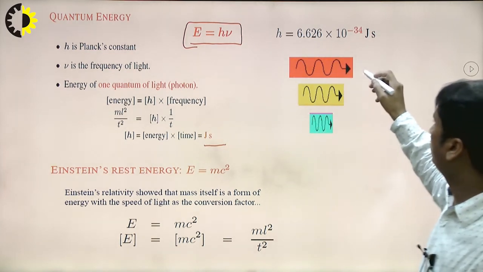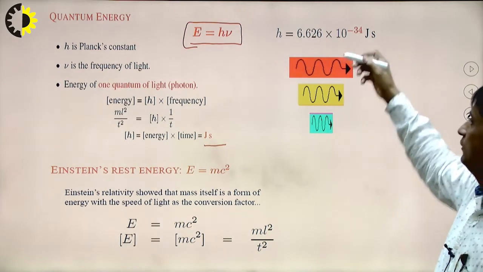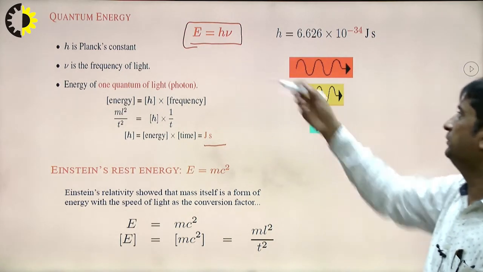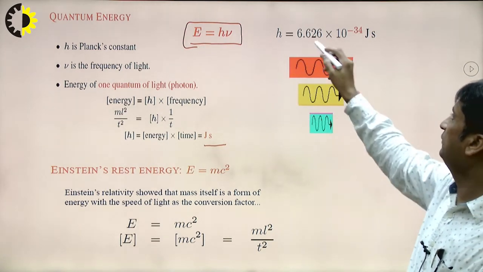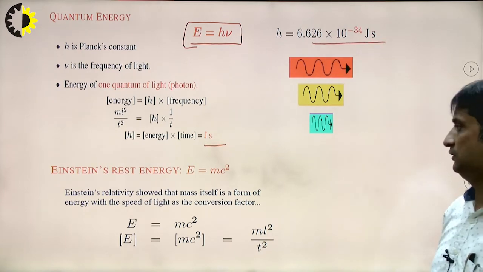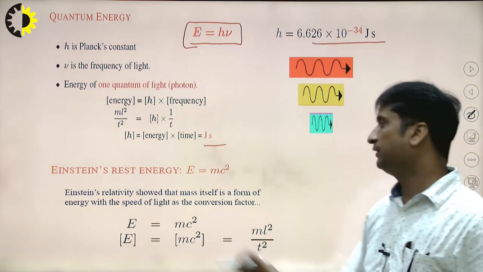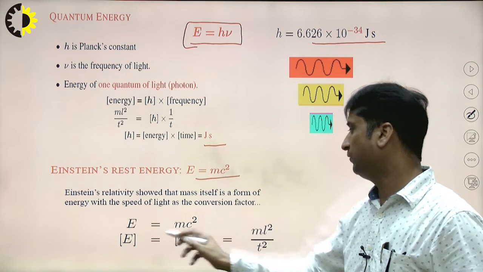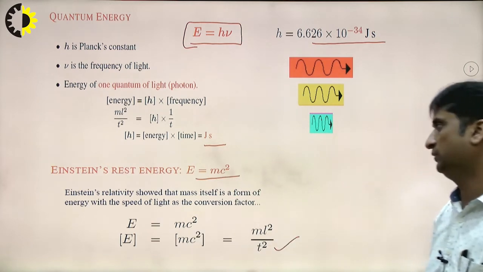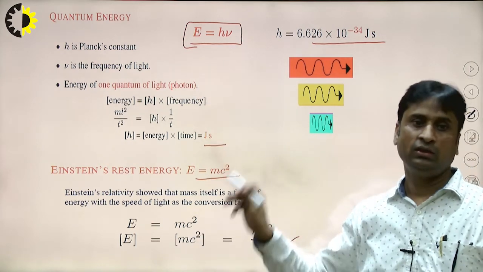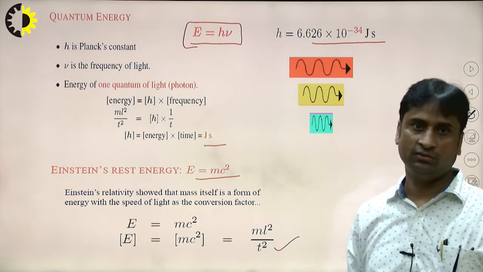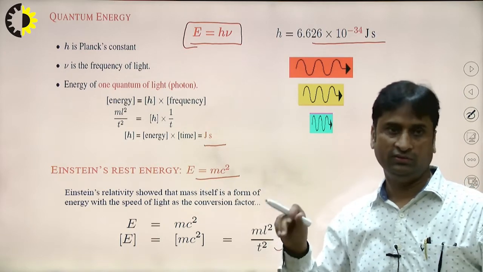you can see this is the unit of Planck's constant h. These are the different frequencies. If we change the frequency, obviously the energy level will change. This is the value of h, Planck's constant. And the Einstein rest energy is given by this. If we apply it over here, we will get the same expression. So these are certain units and scales that we are going through in our syllabus.